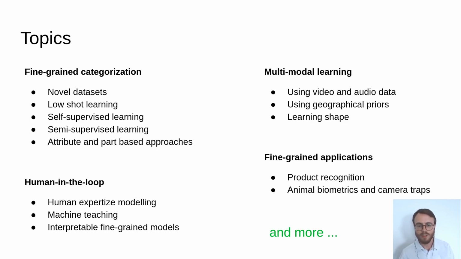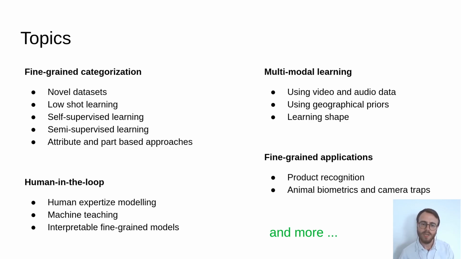So at the FGVC workshop, we take quite a broad view of the scope and the types of problems that we're interested in discussing and exploring related to fine-grained learning. So those include classic computer vision problems related to low-shot learning, semi-supervised learning, or self-supervised learning, also classical approaches like part-based and attribute-based approaches.